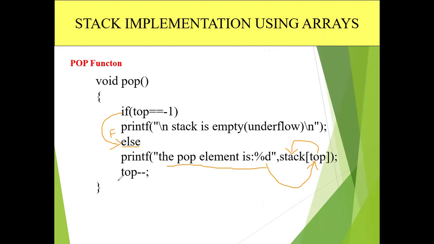After deleting, simply decrement the top value by 1 by using the statement top--. When we specify top--, that indicates the top value will be decremented by 1. Earlier, if top is 5, after executing top--, top will be 4. If top is 10, after executing top--, top will be 9. Likewise, we perform the deletion operation. This is the implementation of the deletion operation.